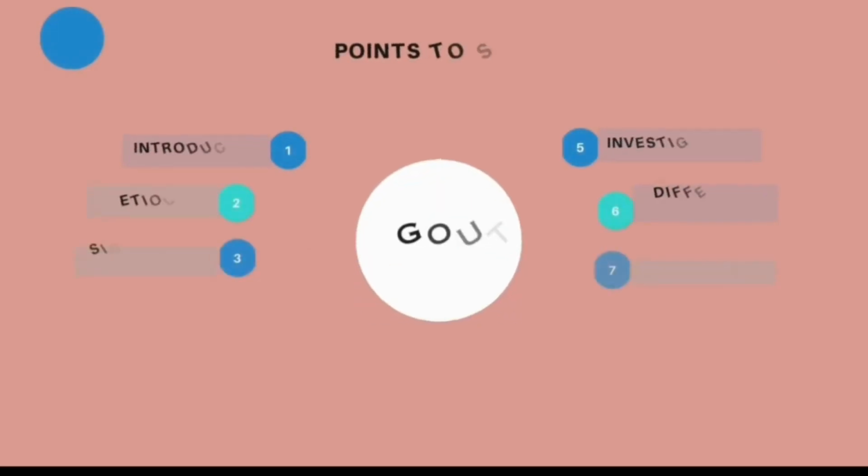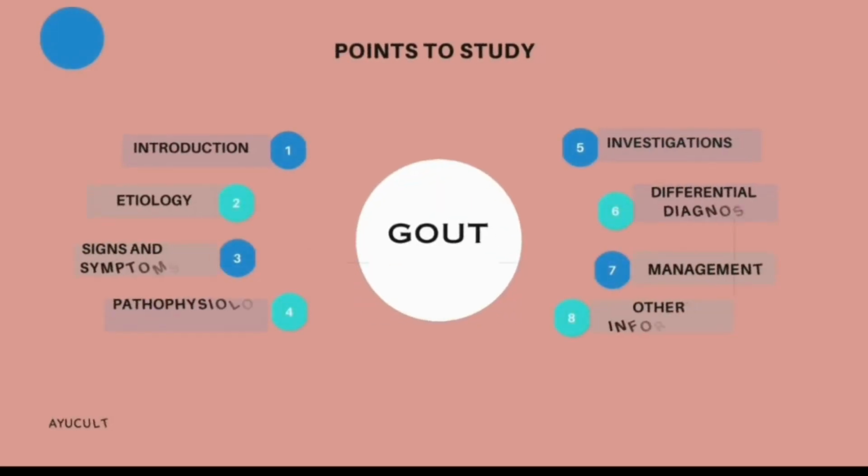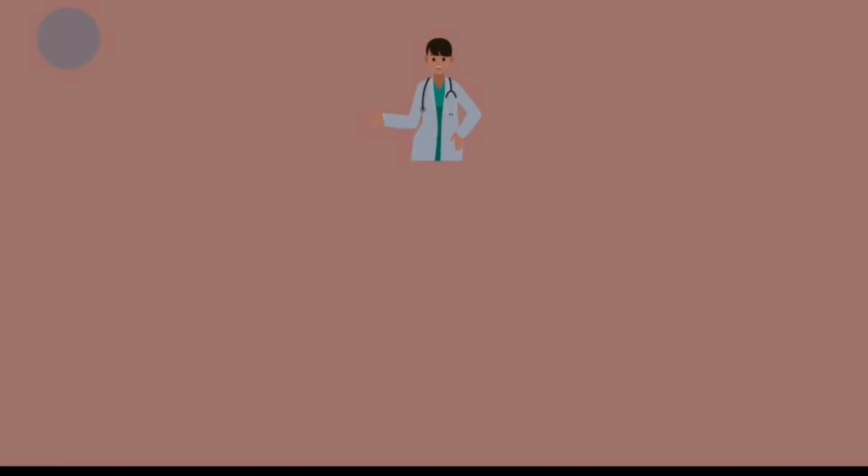Let's go through the points which we are going to discuss in this session. These are introduction, etiology, signs and symptoms, pathophysiology, types if present, investigations, laboratory and radiological, differential diagnosis, management, medicinal and surgical, and some other information about the disease, that is research or new guidelines about its management. This is going to be our format for the upcoming videos as well.